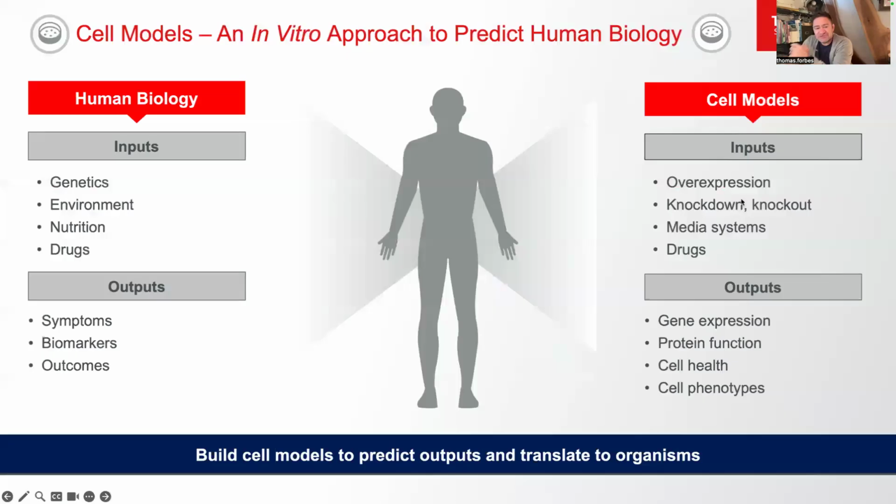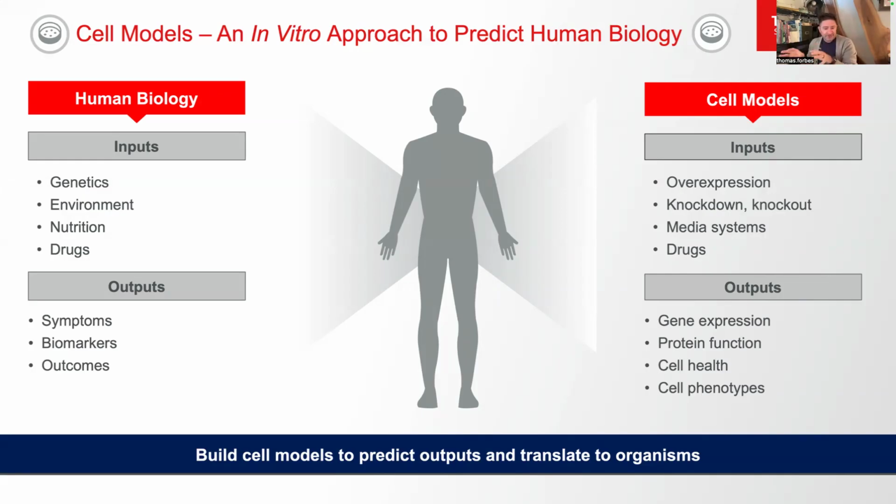And so, along those lines, I always start with this slide as well. I think good cell models are really, really important, right? You've got to think about this from the get-go. What are you trying to model and how are you going to do it? And a good cell model, right, first and foremost, has the capacity to predict an output that translates to the organisms that you're studying, right? In other words, is it physiologically relevant? In our case, with regards to human biology.